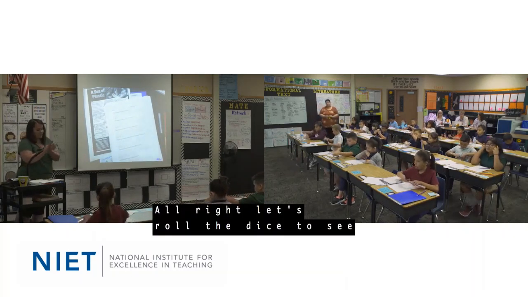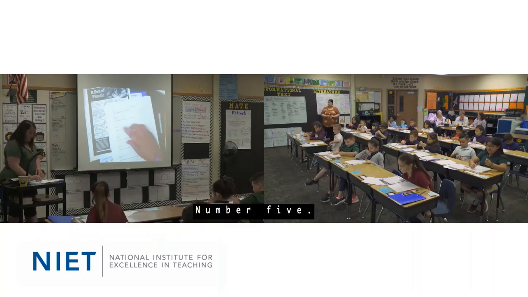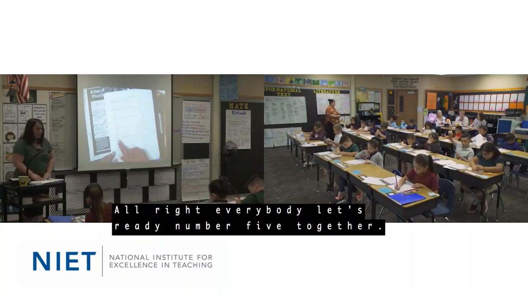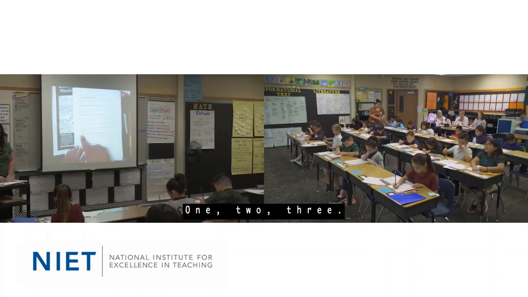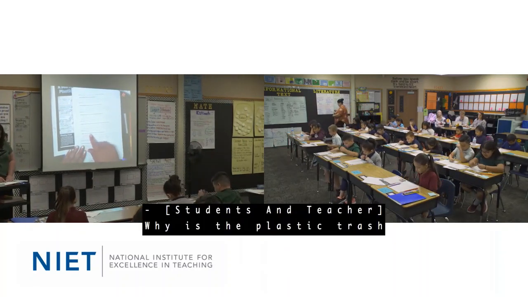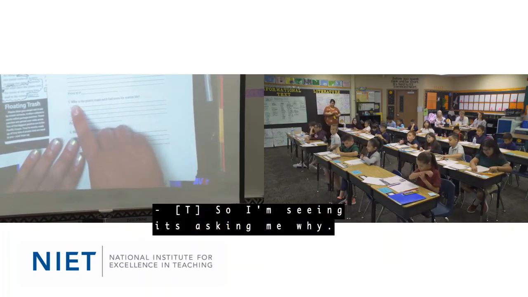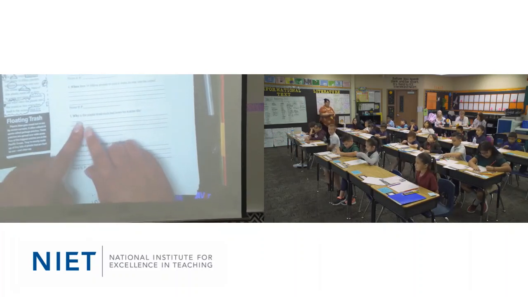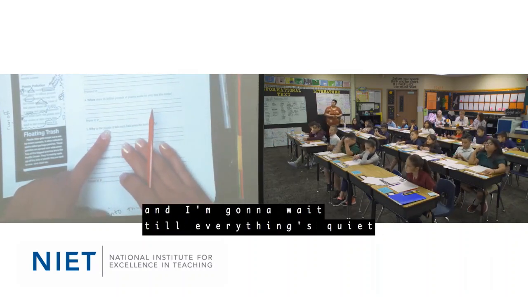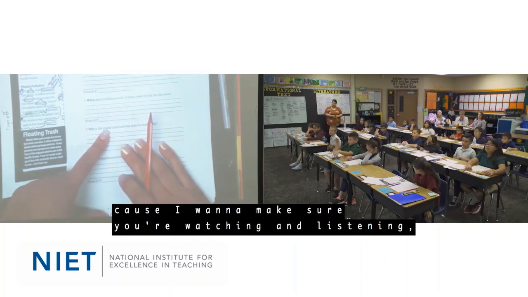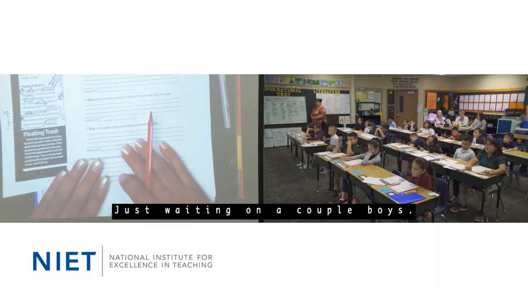All right, let's roll the dice to see which one I'm going to do for you for my think aloud. Number 5. All right, everybody, let's read number 5 together. Ready? 1, 2, 3. Why is the plastic trash such bad news for marine life? So I'm seeing it's asking me why. And some words I think I'm going to look for in the text. And I'm going to wait till everything's quiet because I want to make sure you're watching and listening so that your brain can think like my brain when you try to do it. Just waiting on a couple boys.